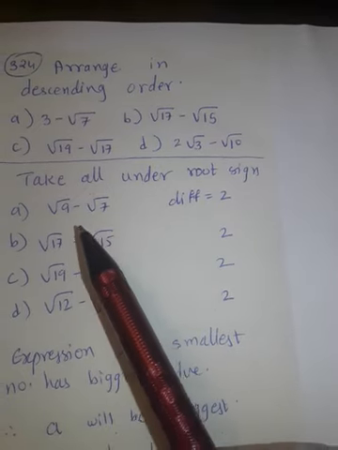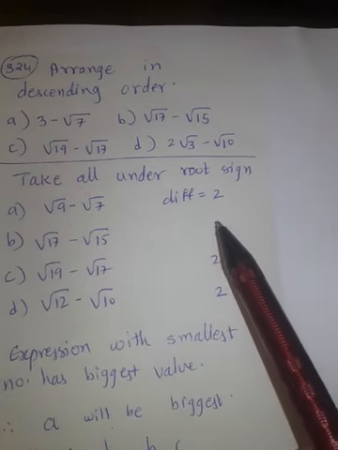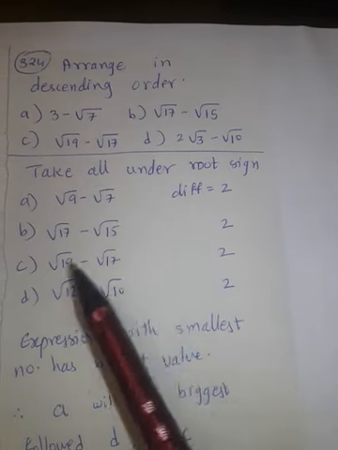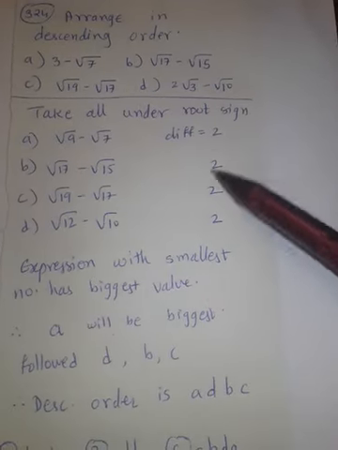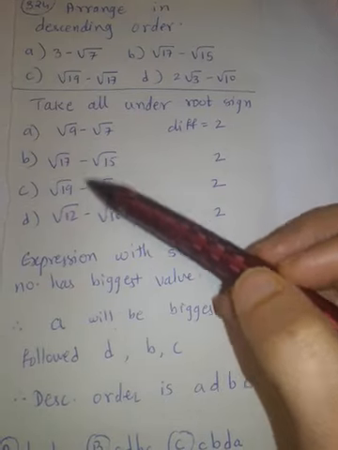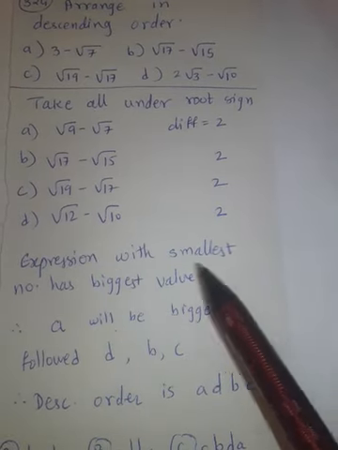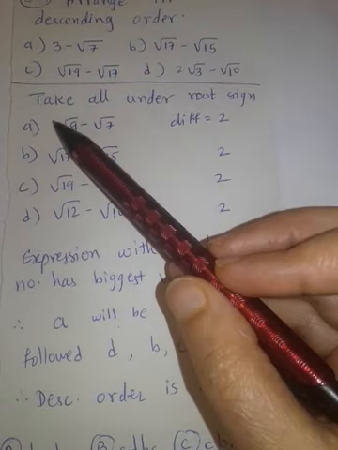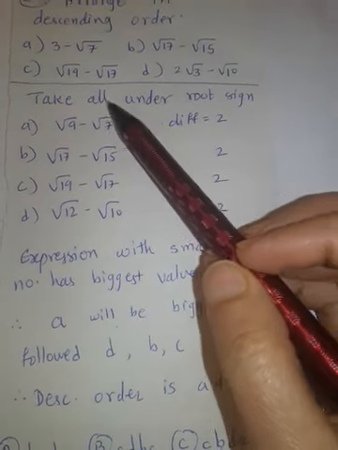And we saw that all numbers have same difference. You will get sums like this only where there will be common difference. So whenever there is common difference and minus sign here, then the expression with smallest number has the biggest value. This one is smallest, so this will have biggest value.